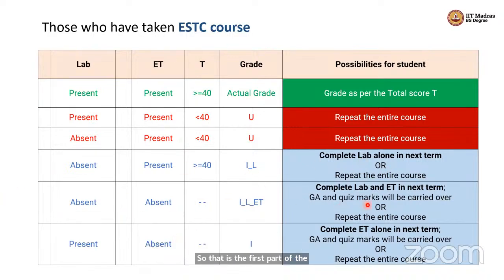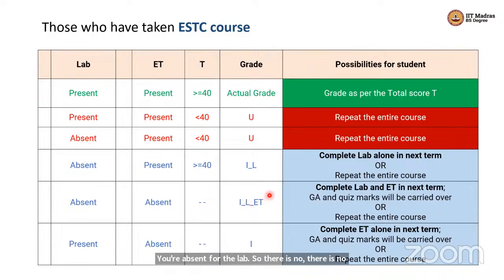The second line item in the incomplete is that you're absent for the lab and absent for the end term also. Since you're absent for the end term, you will not have the total score here. Whenever you see absent for end term anywhere, you will not have the total score. The total score will be provided only if you are present in the end term. So here you're absent for the lab and absent for the end term, so there is no total score.